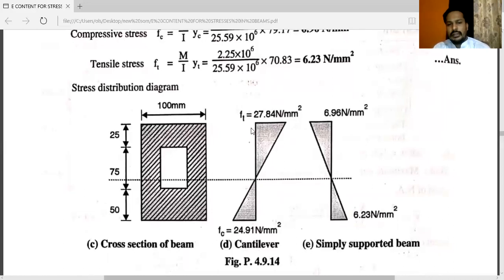See, for a cantilever, you can see this is FT, that is 27.94, and FC, here you can see 24.91. Below the layer, that is compressive stress, and above, that is tensile. But in the case of simply supported beam, again this one is a vertical line. This portion shows the value tensile stress, and this one is compressive stress.